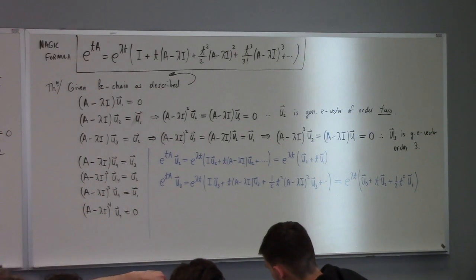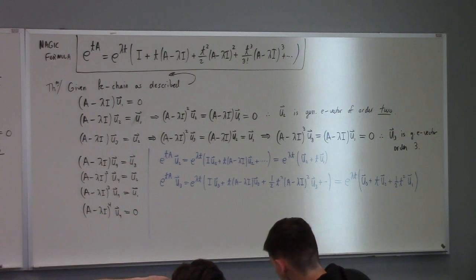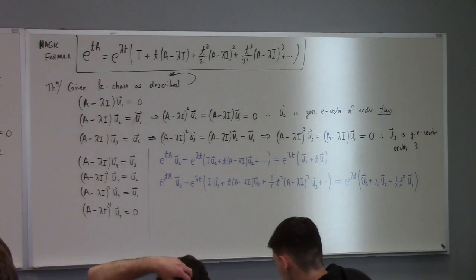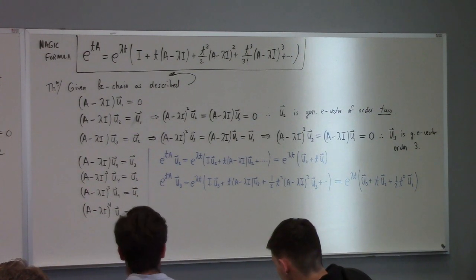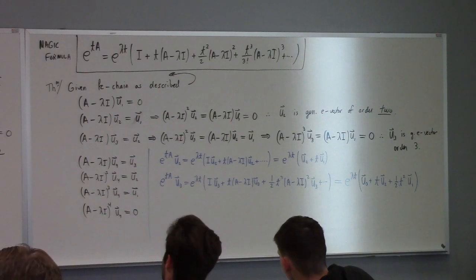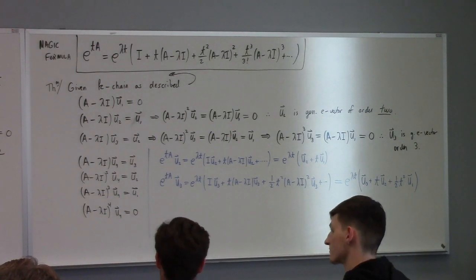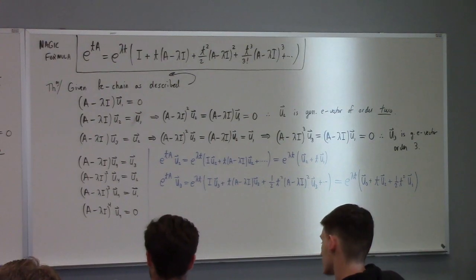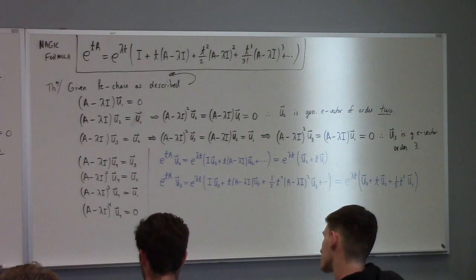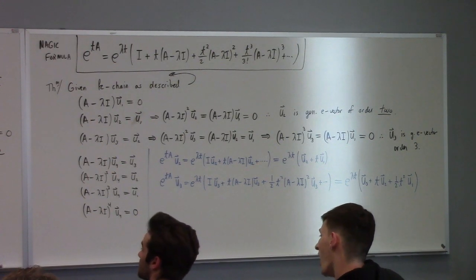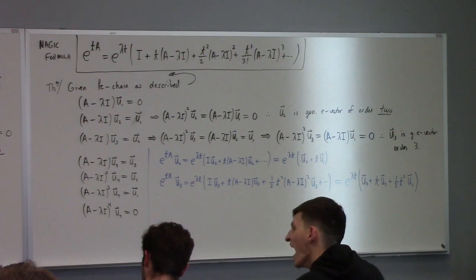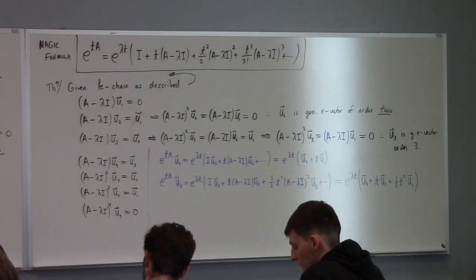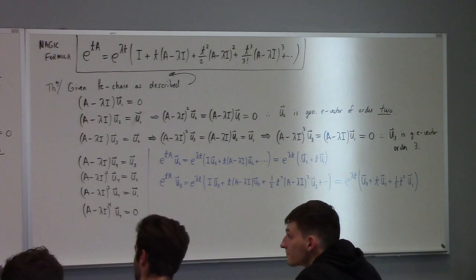I guess this is example 3. Suppose you wanted to solve dr/dt equals A times r, with A equal to the matrix 3, 1, 0, 0, 3, 1, 0, 0, 3, right? Let's see if we can solve this thing.